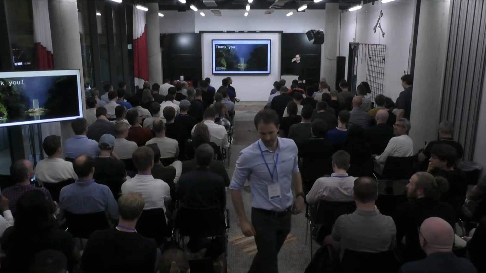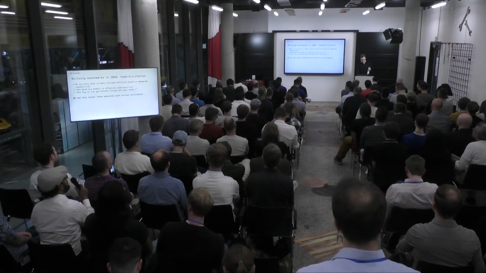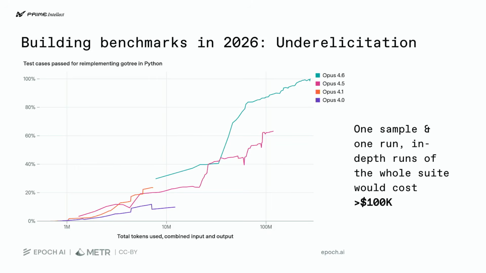Thanks for the amazing talk. Could you please show the plot again with the number of tokens on the x-axis and the performance? With Opus 4.6, it's really interesting. There's a plateau for a very long time, especially given this logarithmic plot, and then it jumps again. Why is that?